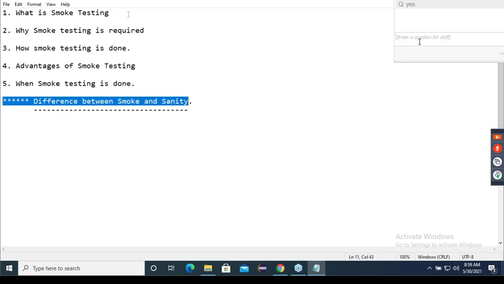So all these 5 points, the answer is ready with you. Yes or no? All these 5 points, the answer is ready with you guys. So when I'm teaching in such detail, in the interview also please answer in detail. Don't give a one line definition.